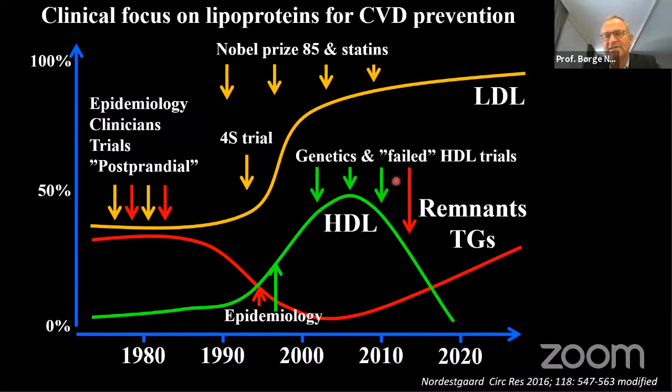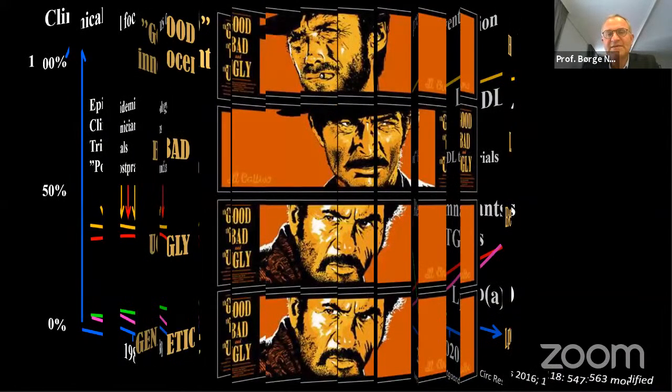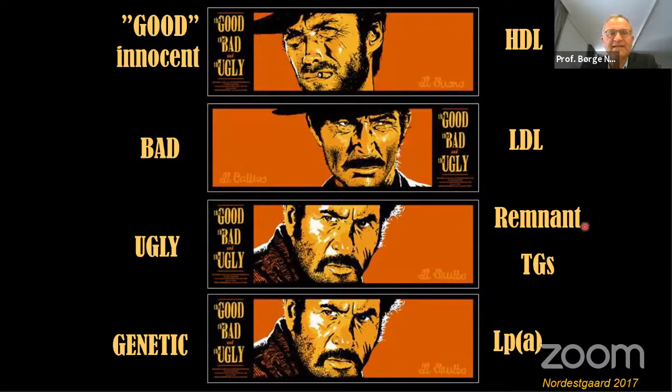But then came genetics and failed HDL trials. And I think today, clinically, you should not look at HDL so much anymore. You should rather look at remnants and triglycerides. And then Lp(a) is now also becoming more and more clinically relevant. So when I simplify, to try to make people understand, the bad guy is LDL, remnants and triglycerides are the ugly guy, and Lp(a) is the genetic guy, just like the American movie The Good, the Bad, and the Ugly. What used to be the good guy should probably just be the innocent. HDL is not so important for cardiovascular disease.